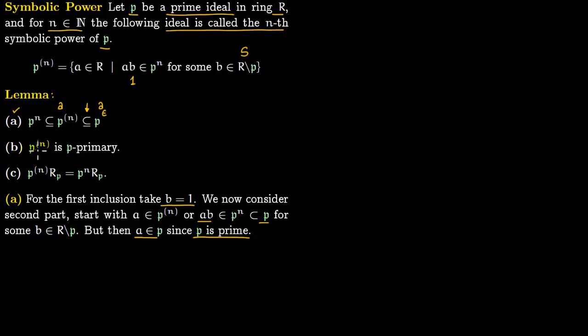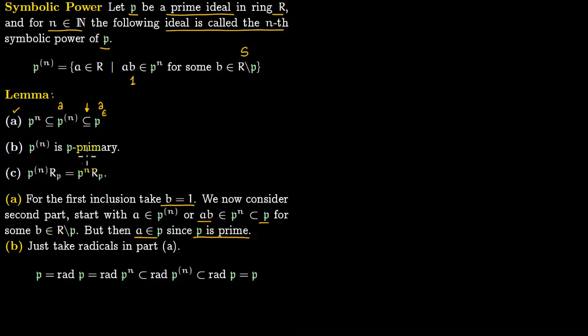Now part B, P to the symbolic power of n is P primary. To show that it is P primary, the first thing we do is show that the radical of P to the symbolic power of n is P. So what we do is copy this inclusion right here and start taking radicals. You take the radical of P to the symbolic power of n, the radical of P here, and the radical of P to the n here.